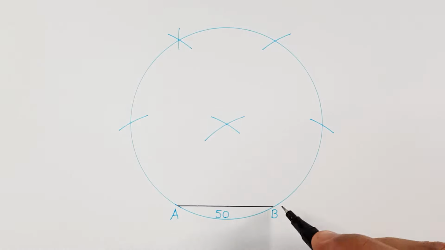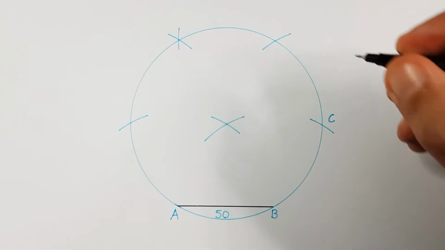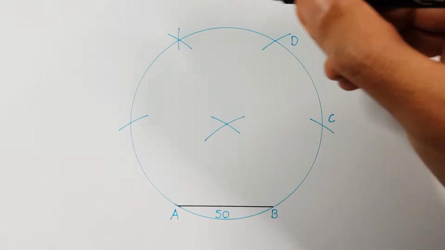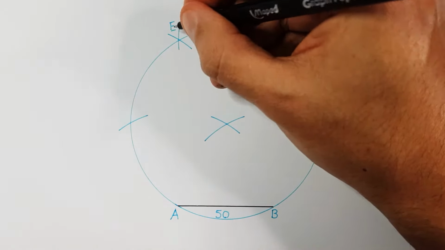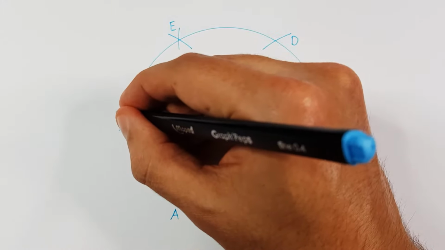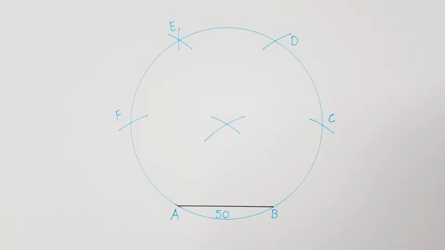If it is required, label these points as C, D, E, and F. You can also use numbers to label these points. After doing that, you can construct your hexagon.